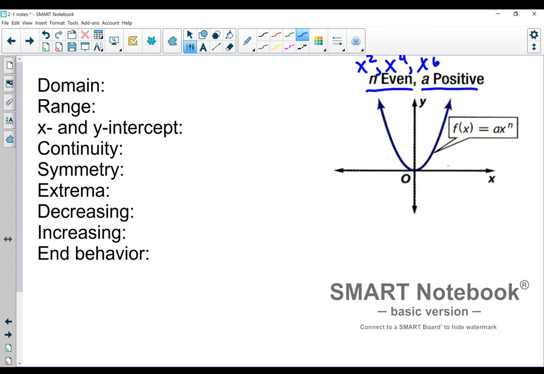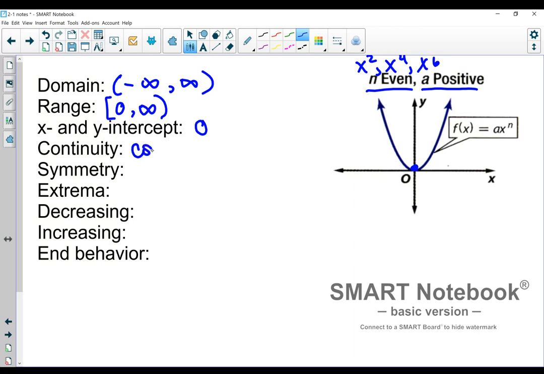So our domain, if we look at our x-axis, we have things negative x, positive x. So our domain is from negative infinity to positive infinity. Our range is not the entire length of the y-axis, though. Our range starts here at 0, 0 and goes up. So our range is going to be hard parenthesis there from 0 to infinity. Our x and y intercept are just 0.